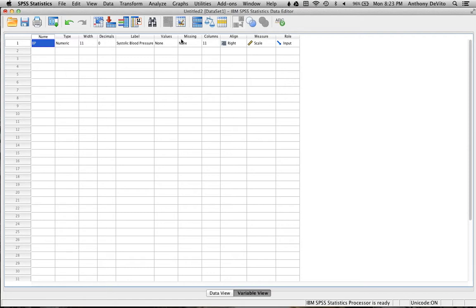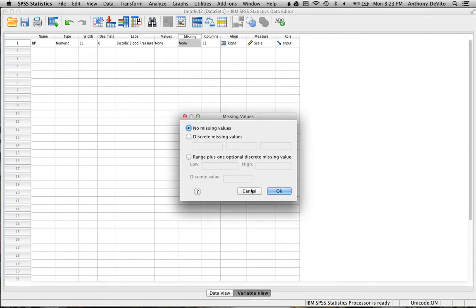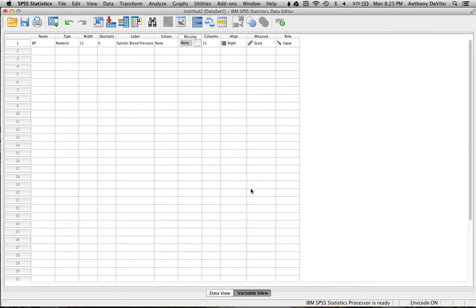Okay, and we can tell it what to do with missing values. What should I do if like, this person doesn't give us their weight, or their age or something like that? What should I do in that case? So you can tell it what to do with that. You can tell it how to align it, center it, and so on and so forth. But most importantly, you can tell it what kind of variable it is.